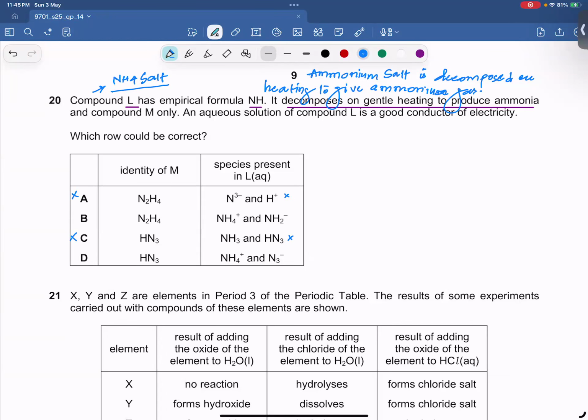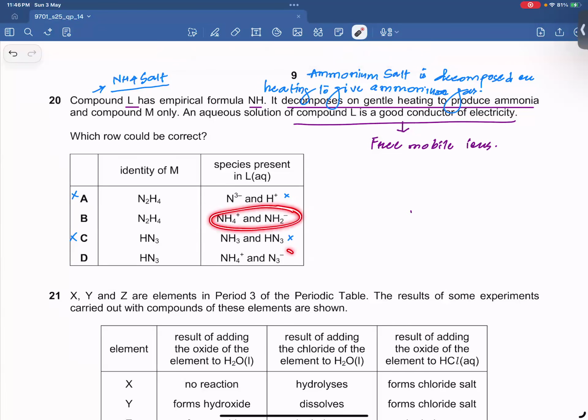So option A and option C are incorrect options. Now these two options have ammonium salts. Okay, so either it could be this one or that one. Anyway, and also an aqueous solution of compound L is a good conductor of electricity. When we say it is a good conductor of electricity, it must have free mobile ions.